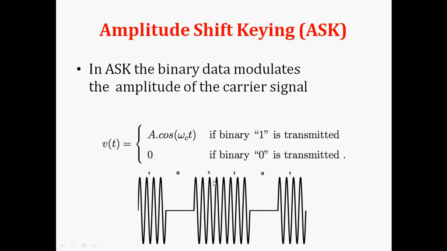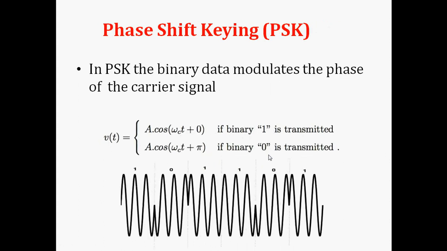From this waveform we can see whenever we are transmitting 1, we have amplitude of the signal A cos omega ct, and whenever there is binary 0, there is no frequency or no signal transmitted; the amplitude V of t becomes equal to 0. Accordingly, this is amplitude shift keying. According to the binary data, the amplitude will get modulated.